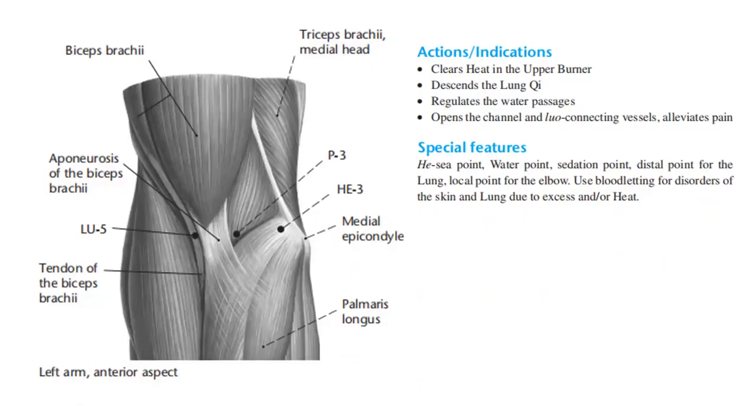Actions and indications: clear heat in the upper burner, descend the lung qi, regulate the water passages, open the channel and luo connecting vessels, alleviate pain. Special features: He Sea point, water point, sedation point, distal point for the lung, local point for the elbow. Use bloodletting for disorders of the skin and lung due to excess and/or heat.